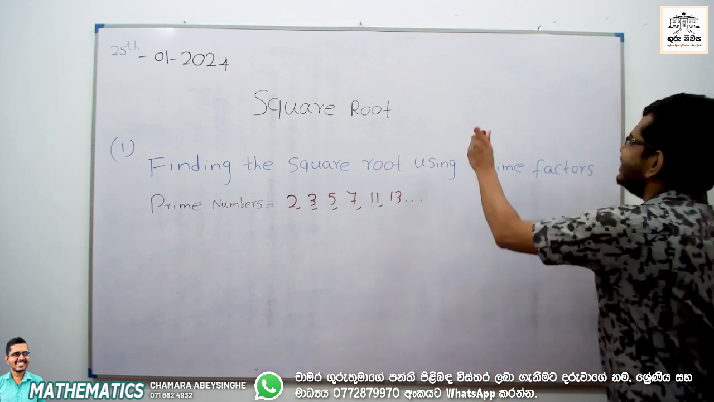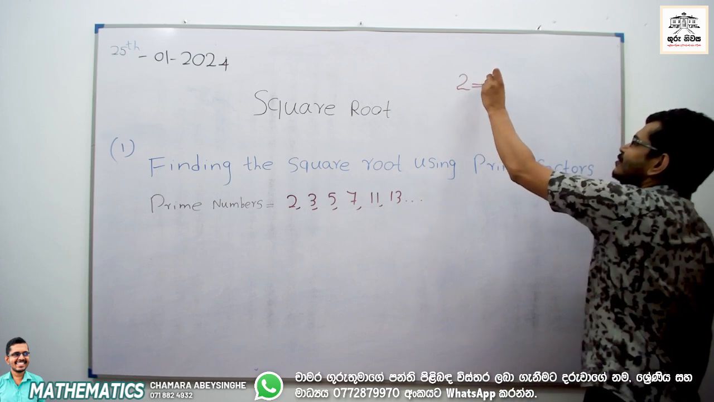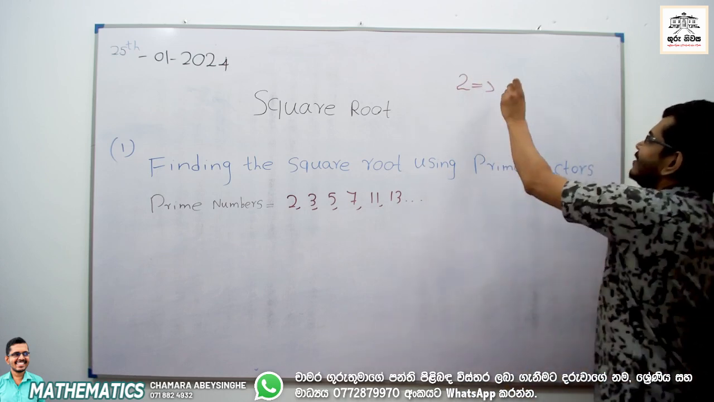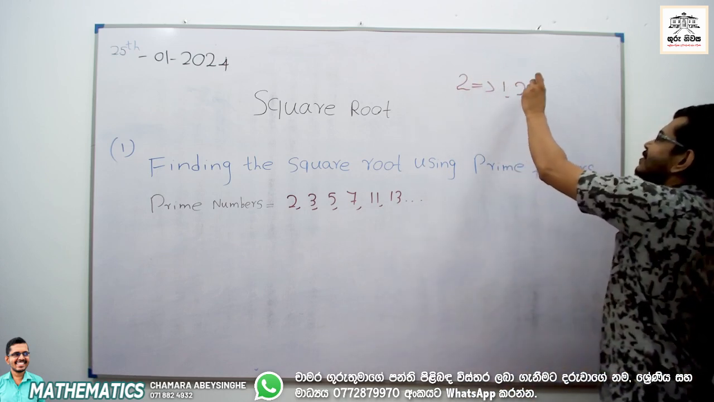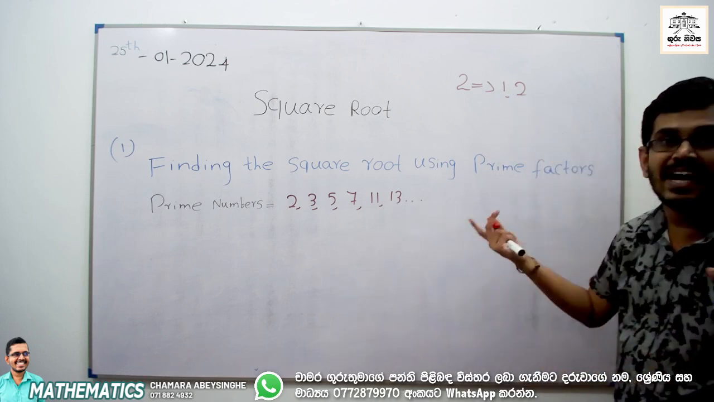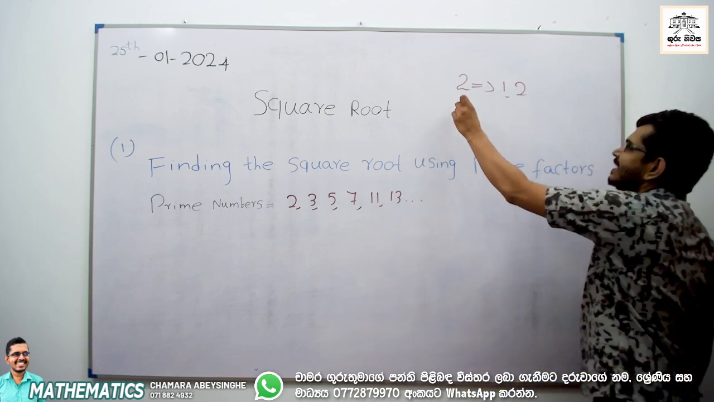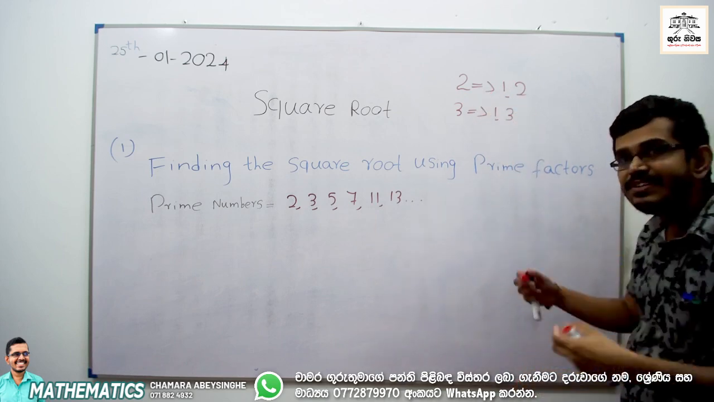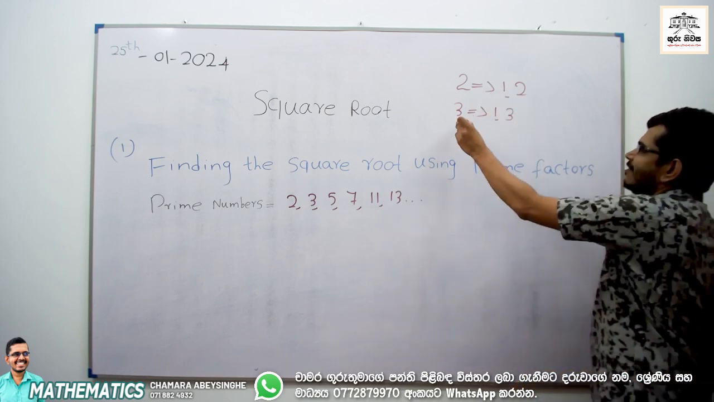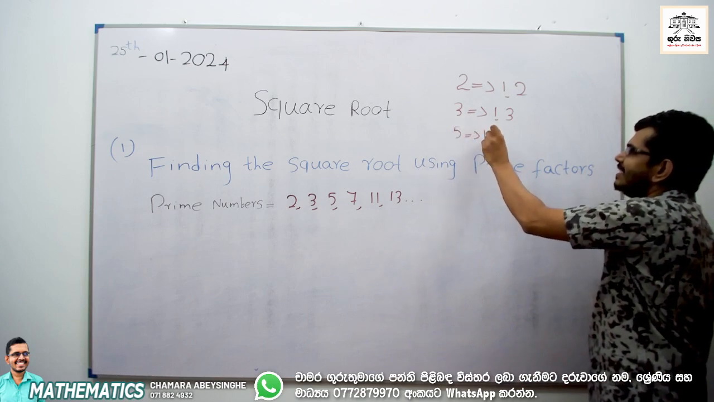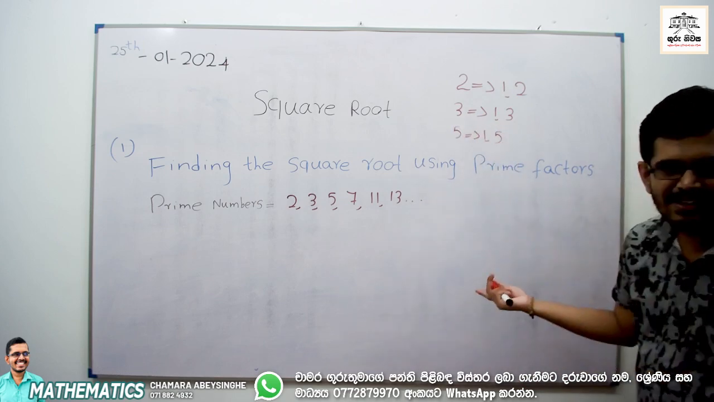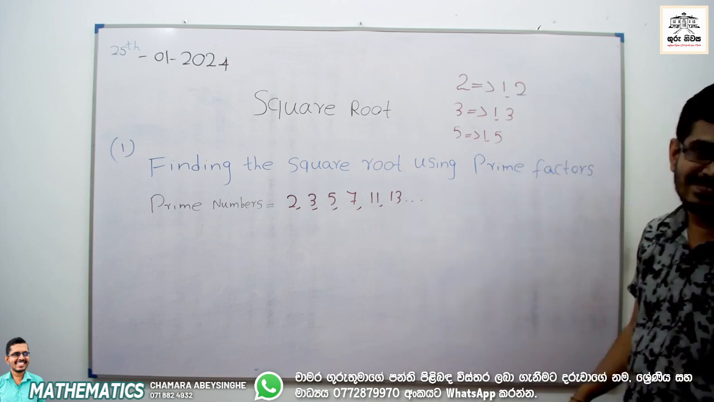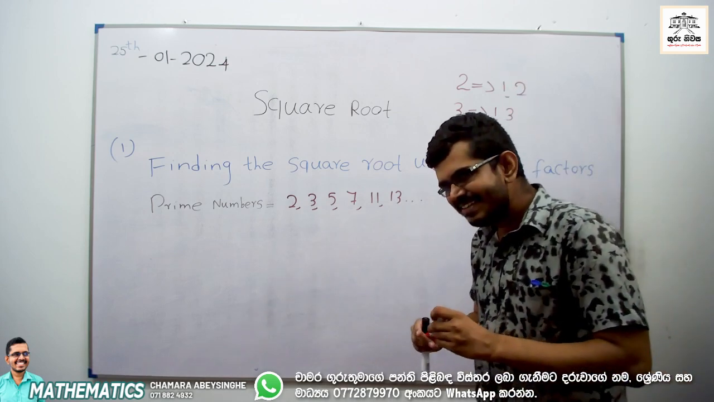For now, 2 can be divided by 1 and also 2. These are factors. There are 2 factors. 3 can be divided by 1 and 3, only 2 factors. 5 we can divide by 1 and 5. These are prime numbers.